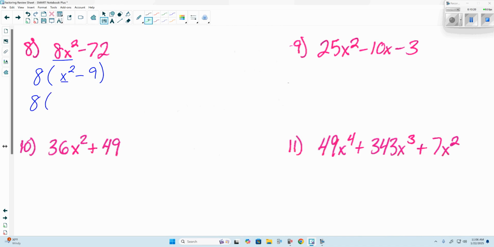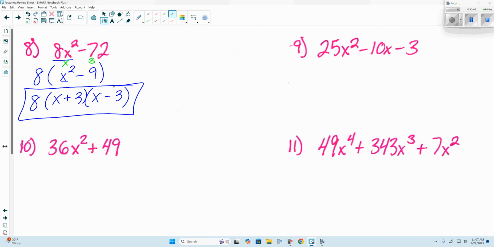Well, what times itself is x squared? Well, x. What times itself is 9? 3. So our a and b terms, a is x, b is 3. So our a plus b becomes x plus 3. A minus b is x minus 3. So really with the difference of two squares, find a and b, plug them in. And if you're not sure if they are a perfect square, take the square root. It'll tell you if they are or not.